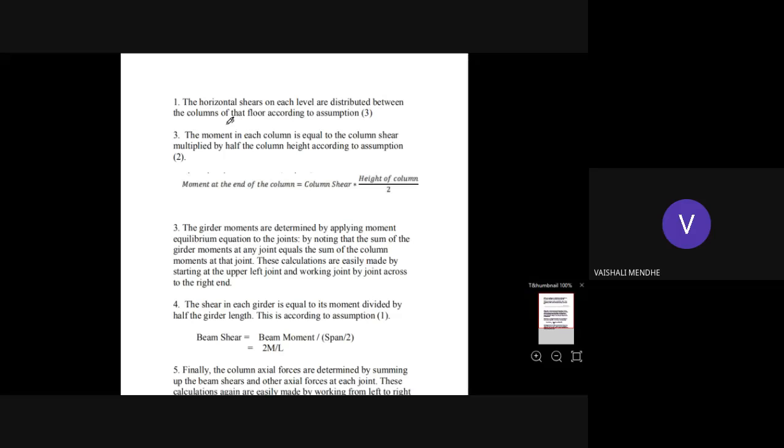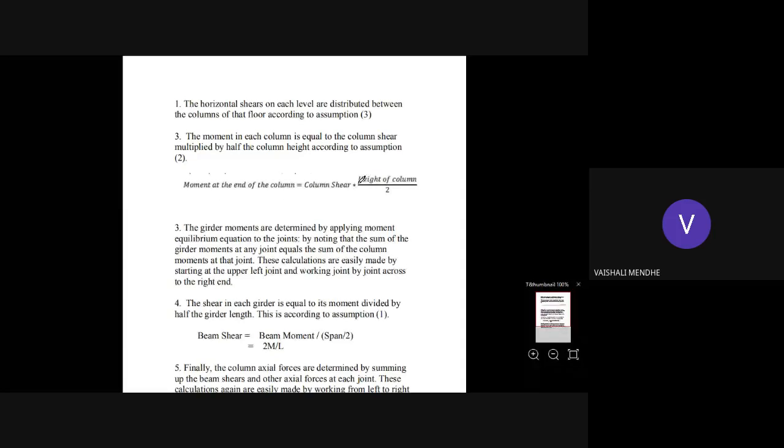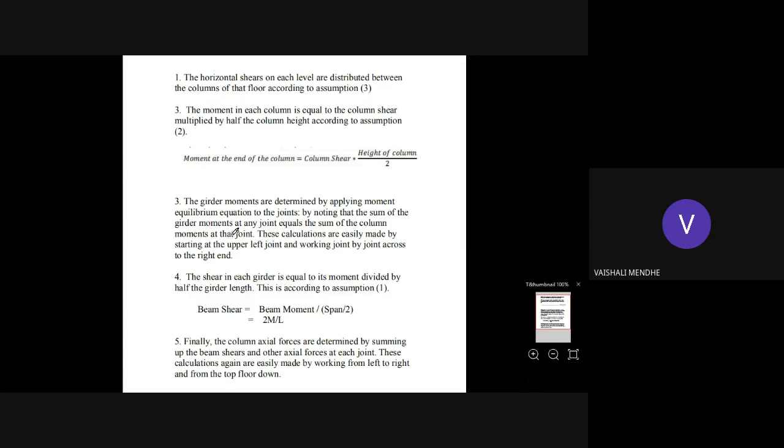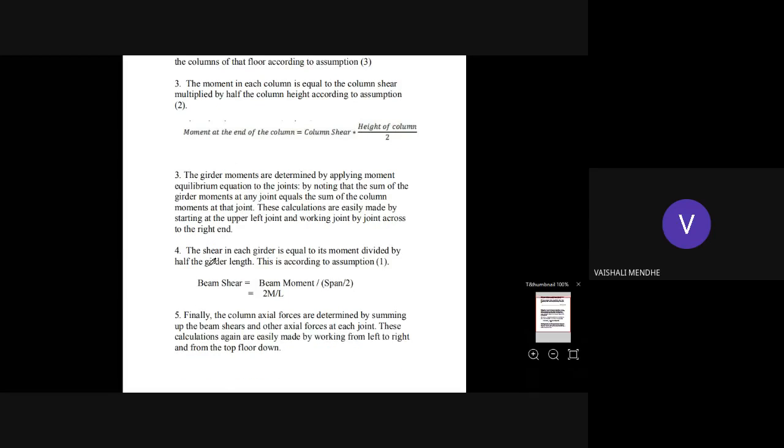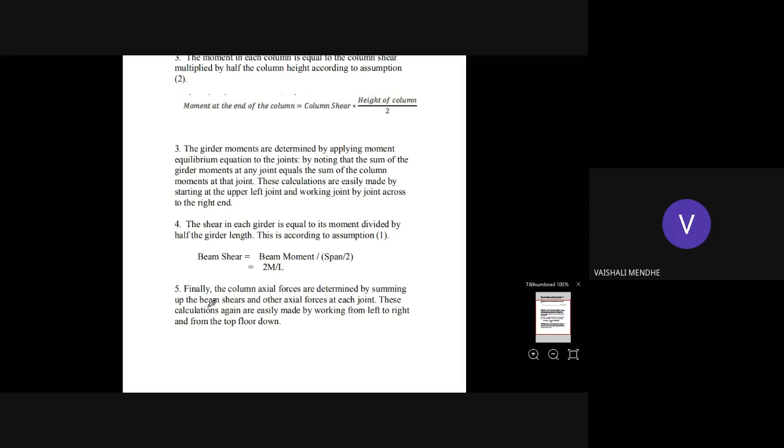The first step is to find out the column shear as per assumption 3. Second step, to find out the moment at the end of the column. You have to keep this formula in mind: column shear into h by 2, as per assumption 2. Then third, find out the beam moment. Okay, from the column moment we will find out the beam moment. Then fourth, find out the beam shear. Beam shear you will get from the beam moment, and after that you have to find out the column axial forces. Okay, so that we will see one by one at the time of solving the problem.